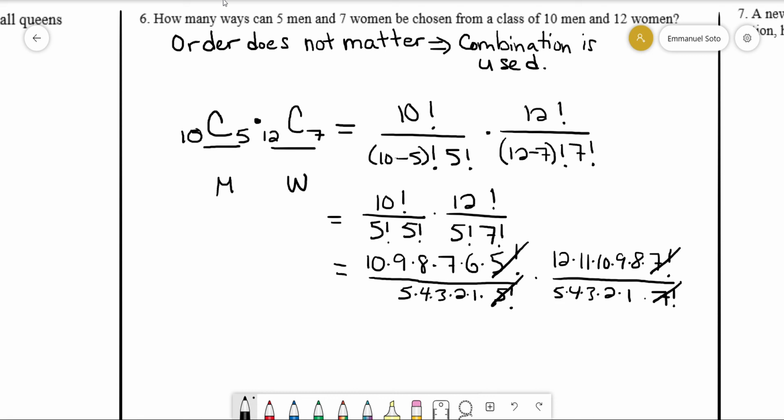Now we're going to multiply all of this together. We multiply the numerator together and the denominator together, and we will get our answer. Let me show you what I get when I multiply the numerator. So we have 10 times 9 times 8 times 7 times 6, times 12 times 11 times 10 times 9 times 8.